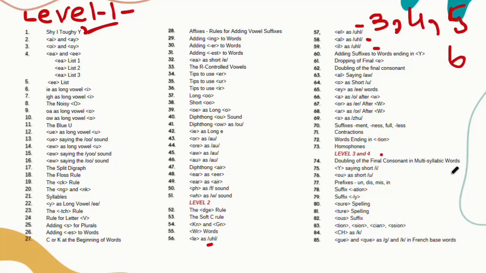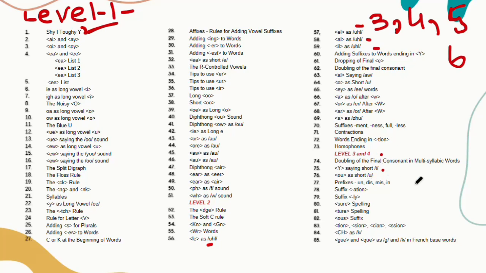Level 4 has the doubling of the final consonant in multisyllabic words. Remember, we have been practicing this, and I have invited you to my live class for this as well. Why say the short I sound? It is level 3 and 4. But as I said, if your child is a third grader already or a fourth grader already, you can give all the sounds of letter Y in a single lecture. Kids are smart enough to grasp the idea.